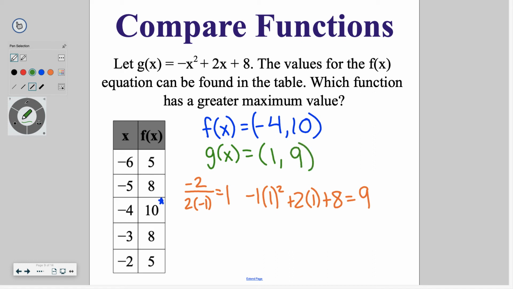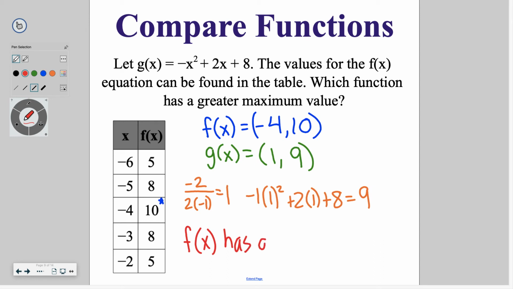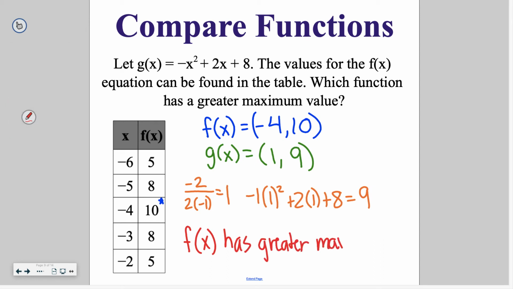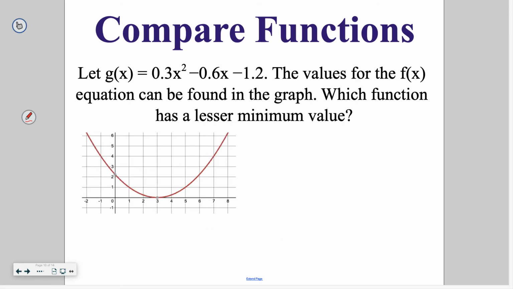Our comparison then is between 9 and 10, with 10 being the bigger one. So I would say f of x has a greater maximum value. And that would be how I could compare using a table. You also can compare when it is a graph and a function.